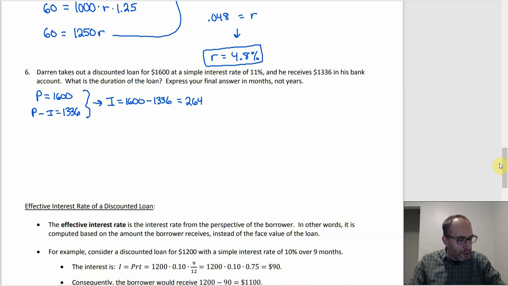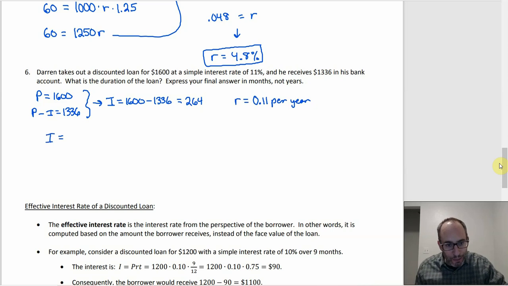Okay. Then the other thing that we know is that R is going to be 0.11 per year, right? It doesn't specify the time frame, so it's per year. Well, we know what I is, we know what P is, we know what R is, and we're supposed to solve for T. Looks like we're good to go. So I is equal to PRT. We know that I is 264, P is 1,600, R is 0.11, and then T we're trying to figure out.